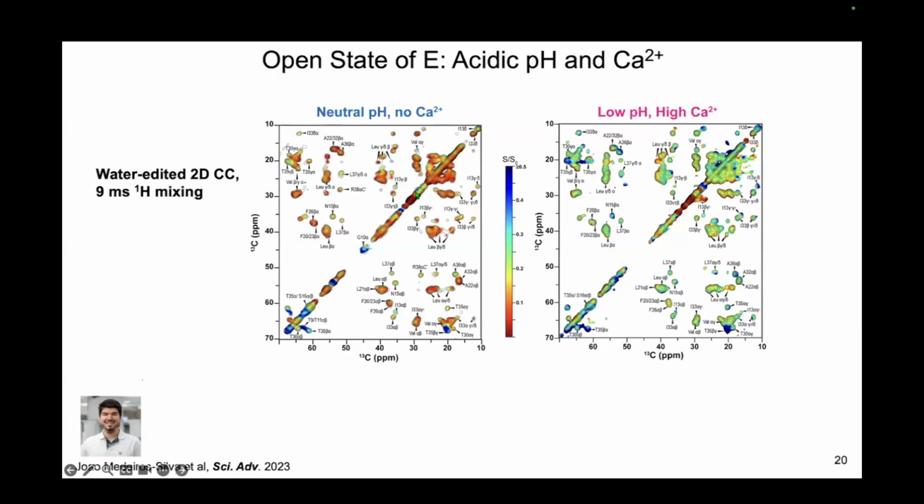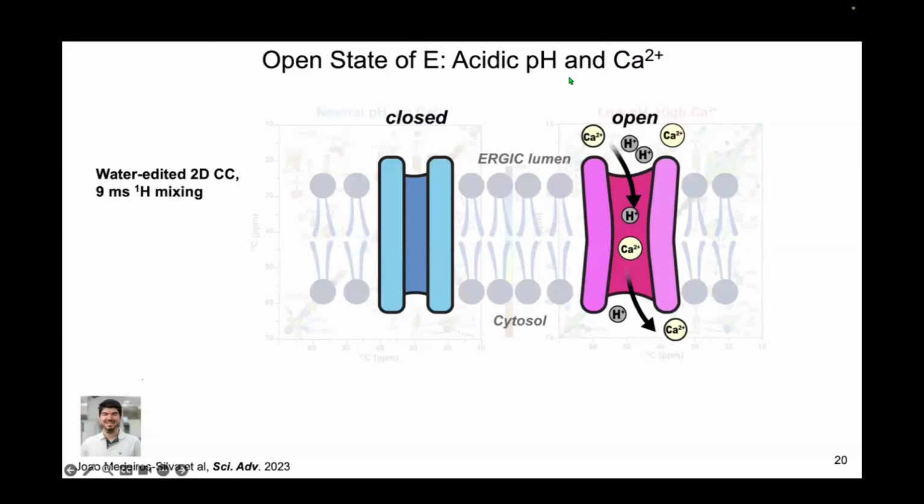And here's just a 2D carbon correlation spectrum between the neutral pH condition and the low pH calcium bound condition. And shown in blue and green is higher water transfer. And that indicates, again, you have a more water accessible pore. And so this is how we think about it. At low pH, in the presence of calcium, you have a wider pore.